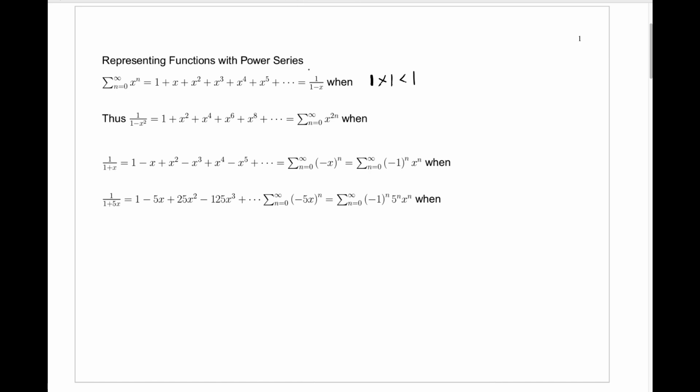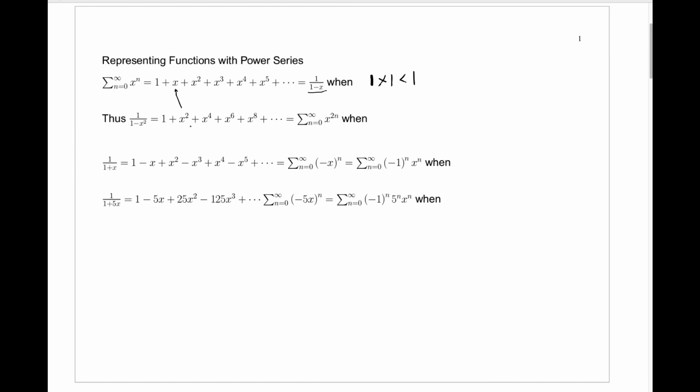So if we know a power series representation for 1 over 1 minus x, if we substitute in x squared in place of x, we get 1 over 1 minus x squared equals, and then we put in here x squared in place of the x. X squared squared, giving us x to the fourth, x squared cubed for x to the sixth, etc. In other words, in place of x, we put x squared, and we get the sum from n equals 0 to infinity of x to the 2n.